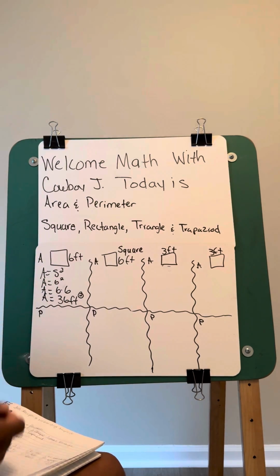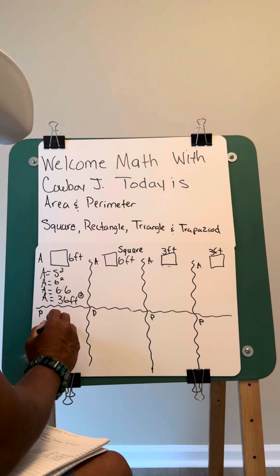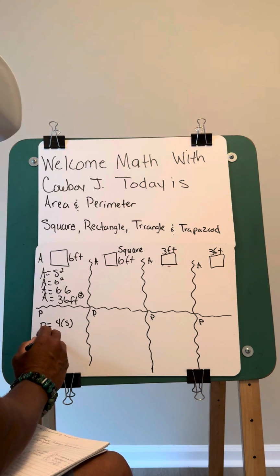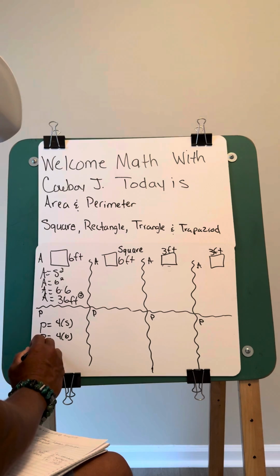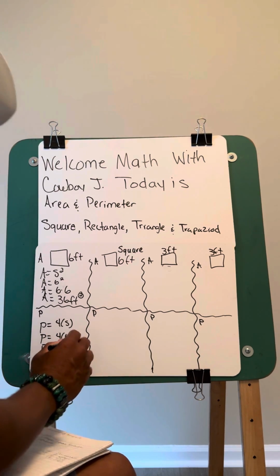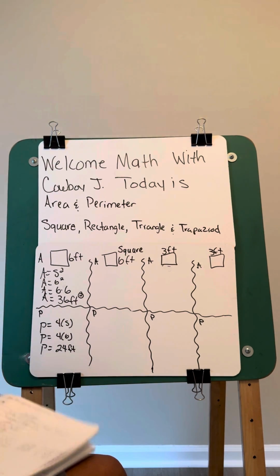The formula for the perimeter is P equals 4 times S. So P equals 4 times 6. So P equals 24 feet. The area is squared, the perimeter is not squared.